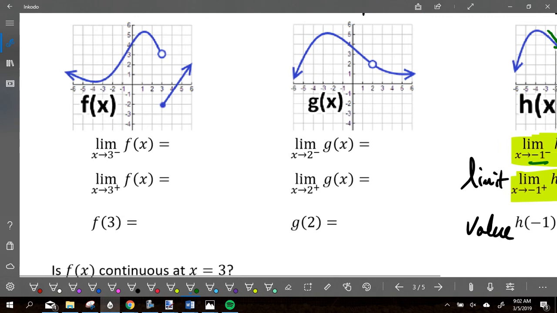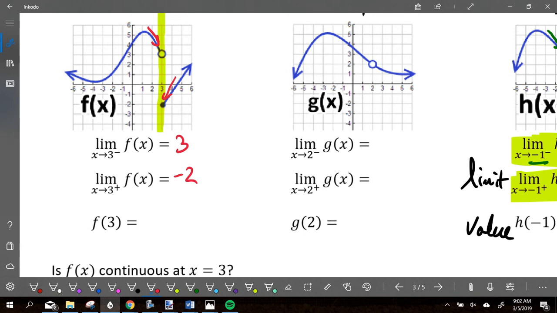So putting that into practice, let's look at the first one, f of x. We are looking at 3. That is where we're trying to determine, is it continuous at 3? So we're looking right here. Ashley, what's the limit as x approaches 3 from the left-hand side going to be? From the left-hand side, it's 3. Audrey H., what's the limit as x approaches 3 from the right-hand side going to be? -2. She's approaching it this way. It's -2.